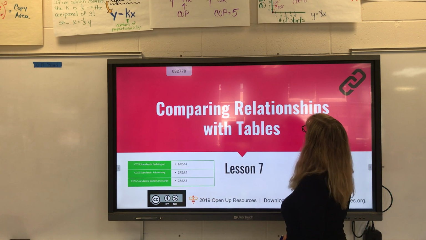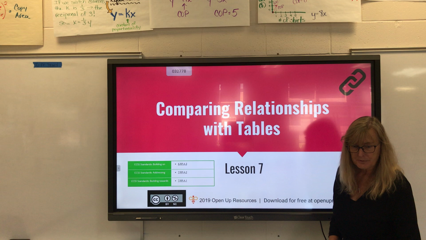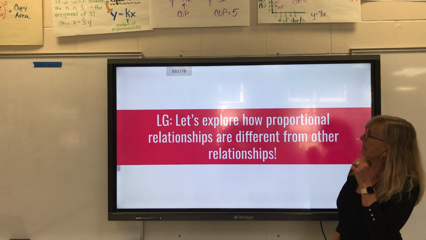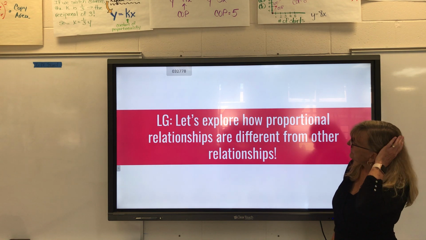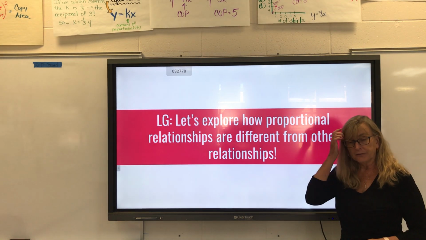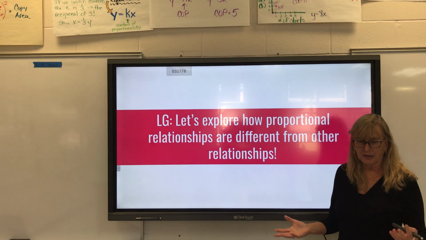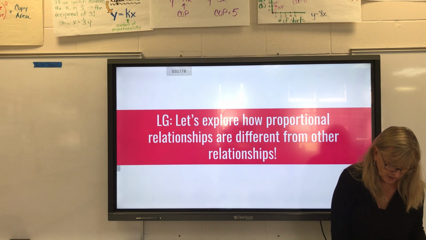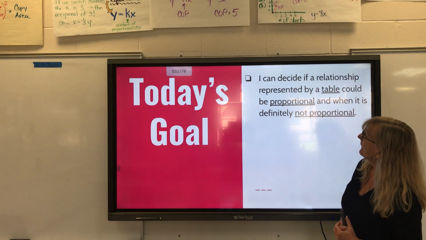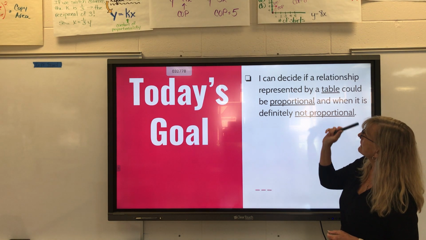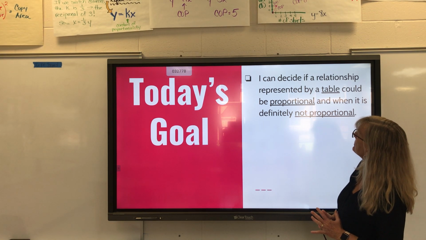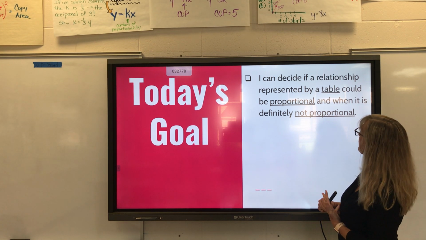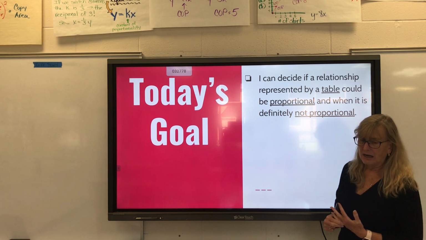We are doing comparing relationships with tables. We're back to tables again, lesson 7. Our learning goal is to explore how proportional relationships are different from other relationships. So we've been talking about is it proportional or not, and we're going to continue talking about that. By the end of today's class, I can decide if a relationship represented by a table could be proportional and when it is definitely not proportional.